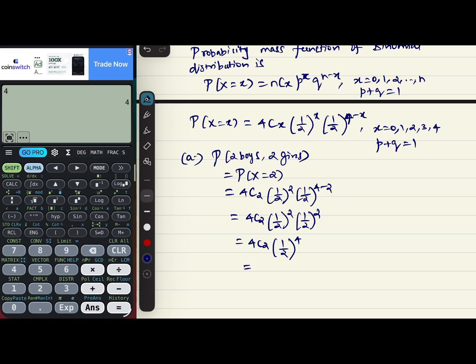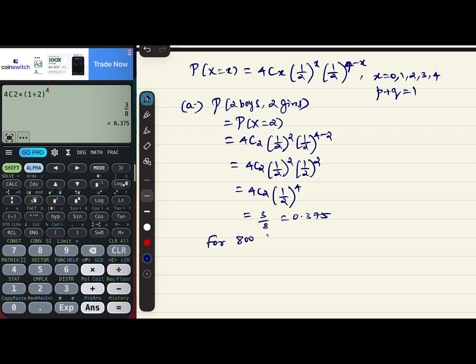You can see on the calculator, 4C2 multiplied with half power 4. So you can see this answer, which is 3 by 8 or 0.375. But for 800 families, it is N into probability of x equal to 2, where N is 800, into 3 by 8. So that will give you 100 into 3, which is going to be 300.